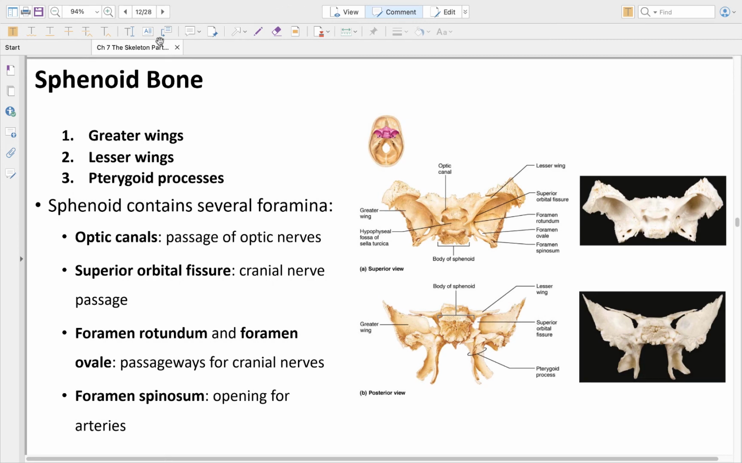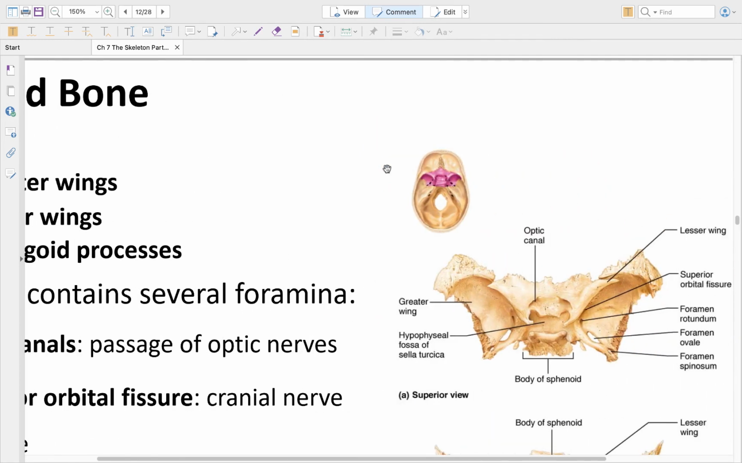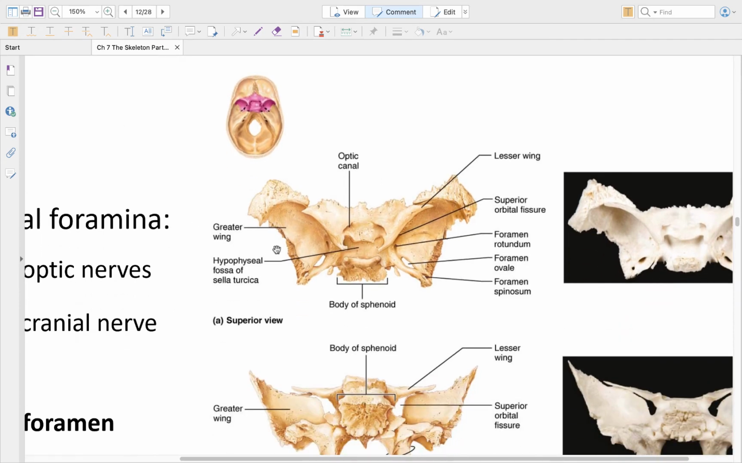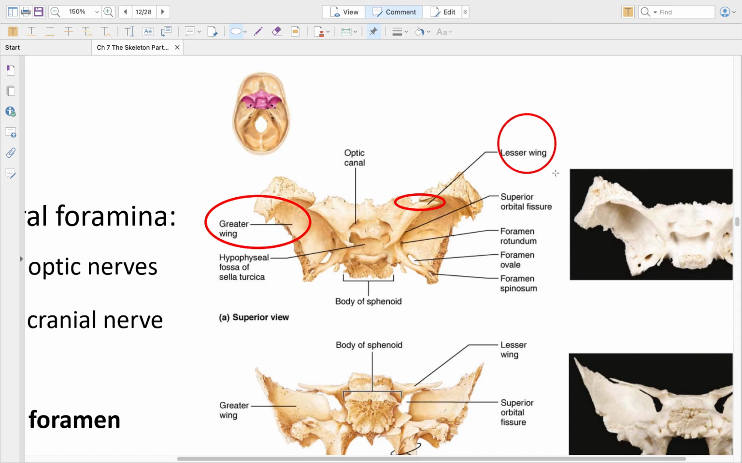Okay, the first one, the greater wing. So if you look closely at this one, see there's two wings. Okay, this would be one, the greater wing. And what's on this side is also on this side. And if you look even closer, see how this protrusion sticks out and it looks like a wing as well? That is, of course, the lesser wing.